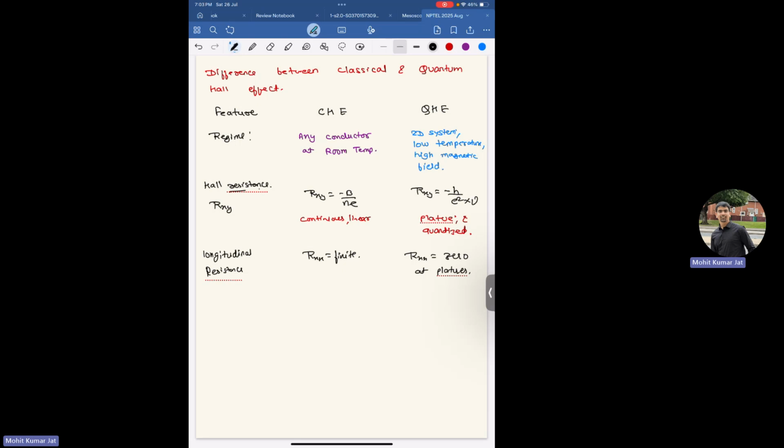Then origin. This is classical Lorentz force. Here it is quantum, and the Landau level physics will be there. The Landau levels are those discrete energy levels in presence of magnetic field.